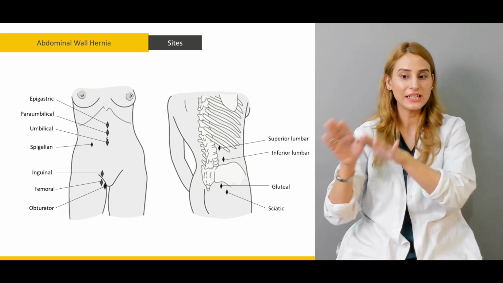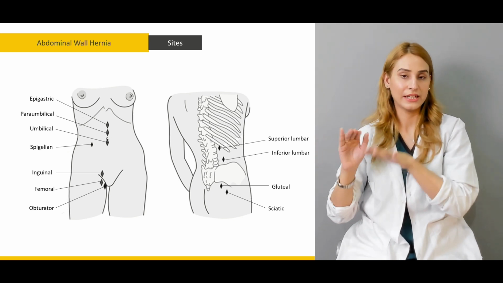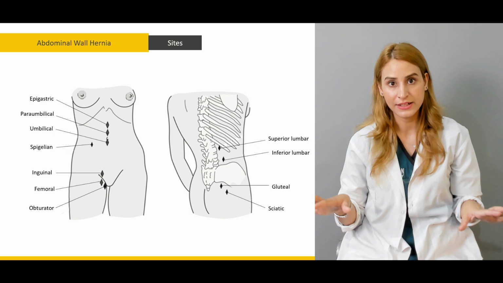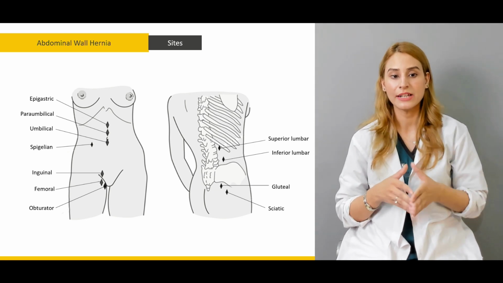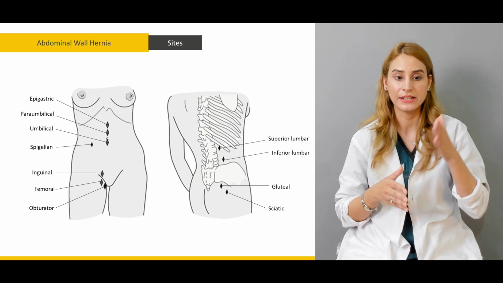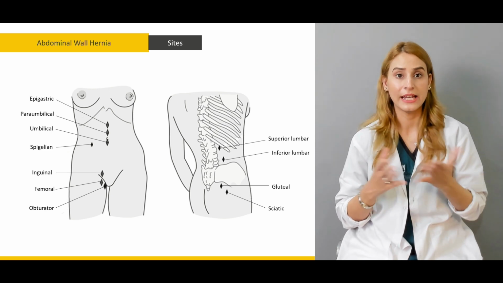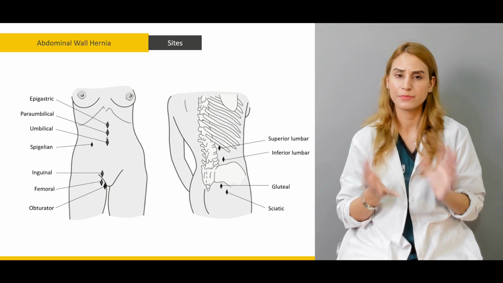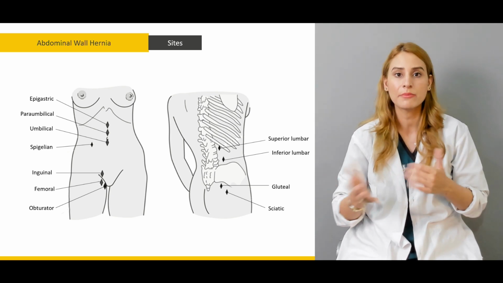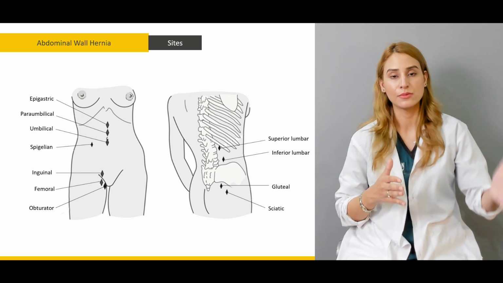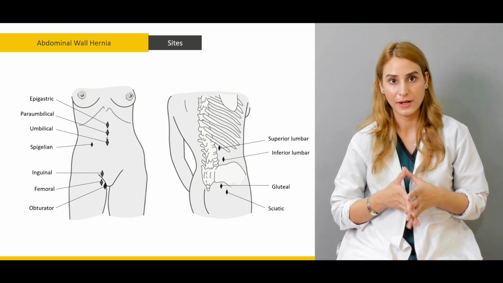But let me tell you, these lumbar, gluteal, and sciatic hernias are not very common. Commonly we encounter the epigastric, para-umbilical, umbilical, spigelian, inguinal, and femoral; the obturator is not very common as well. But most commonly it is the umbilical or para-umbilical hernia. In children, it's umbilical, and in adults, it's para-umbilical hernia.